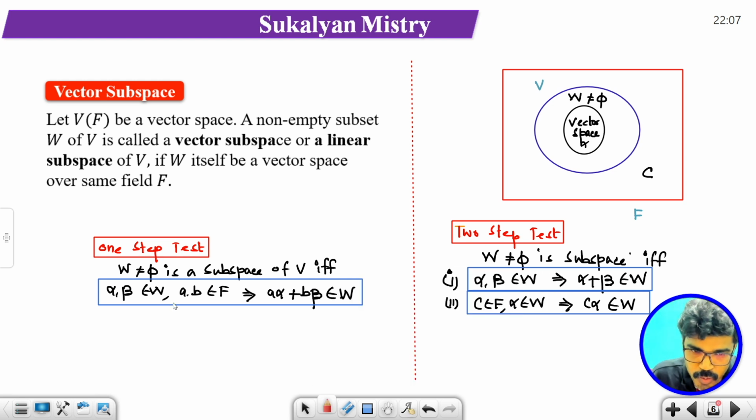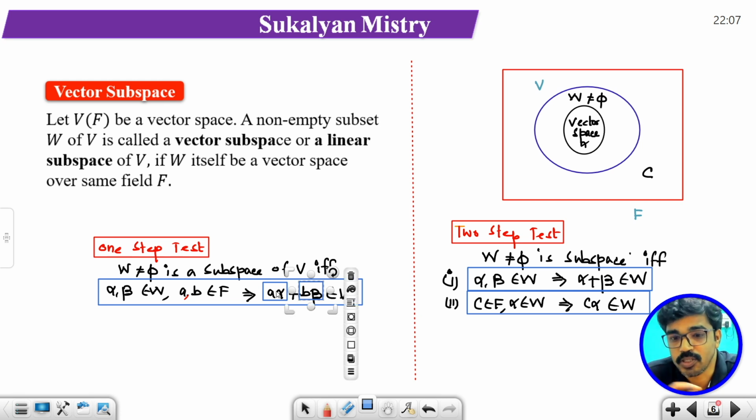Here basically two properties are satisfied. When you take a dot alpha, that is scalar multiplication, and alpha plus beta, that is closure. It is a combination of two properties, so that's why this is called the one step test. We consider two elements from the field, and two elements from the set we want to prove a subspace. If we prove a alpha plus b beta belongs to W, then we say that W is a subspace of V.